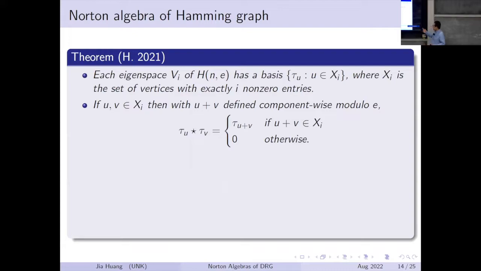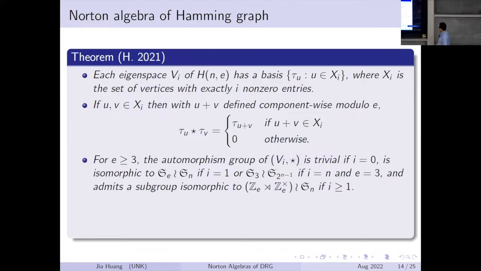So we just add the underlying vertices. We multiply two basis elements. The sum of those two vertices, they're words, but you can add them component-wise. If the result still has i non-zero entries, then we just add those two vertices and take the corresponding basis element. Otherwise, this Norton product is just zero. And with this formula for the products, we can study the automorphism group of this Norton algebra.